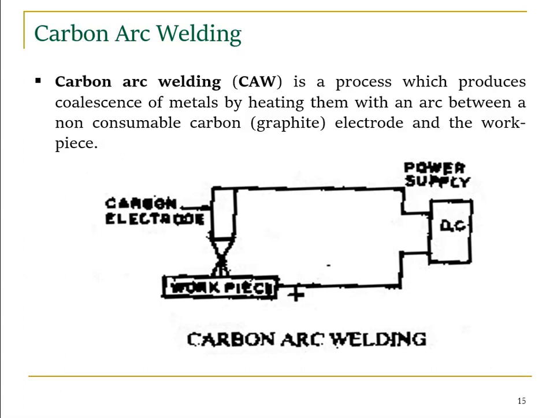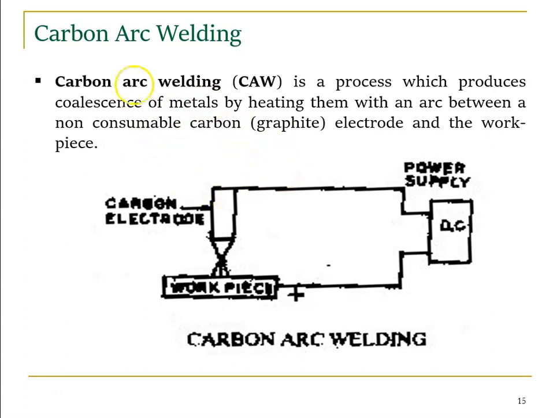So carbon arc welding is a process which produces coalescence of metal by heating them with an arc between a non-consumable carbon electrode and the workpiece, right? So this is one of the differences. The electrode should be non-consumable, which means we never use the electrode as a filler metal. The joints are made with the help of the base metal or parent metal itself.